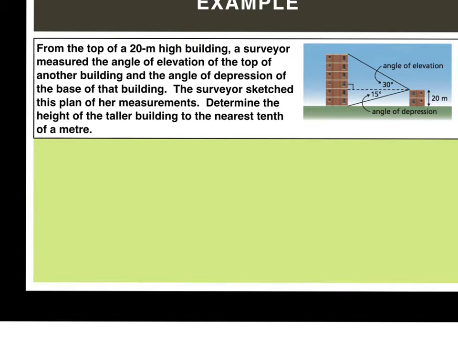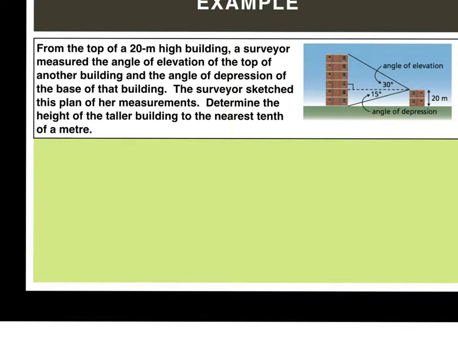So this is a scenario where they tell us that from the top of a 20-meter high building, a surveyor (it doesn't matter if it's a surveyor, there's a person there) measured the angle of elevation of the top of another building and the angle of depression of the base of that building.